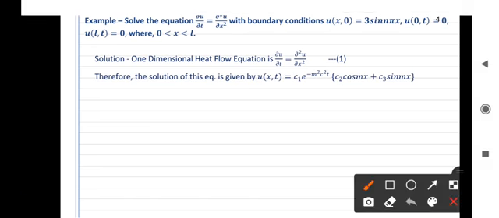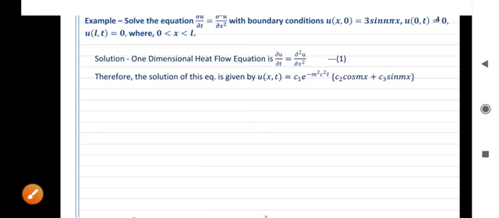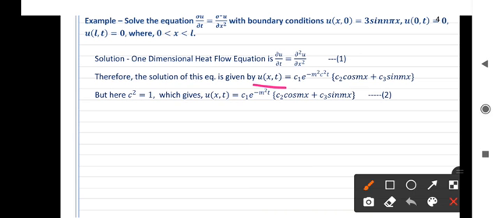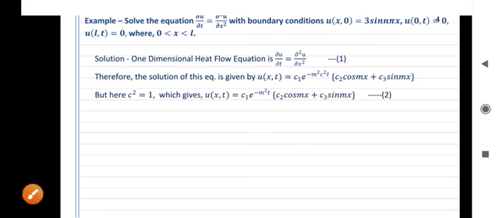But comparing this equation with the standard form, we get c square is equal to 1. So this solution becomes u of x,t is equal to c1 e raised to minus m square t, c2 cos mx plus c3 sin mx. Now let us write these three conditions given in the example one by one.